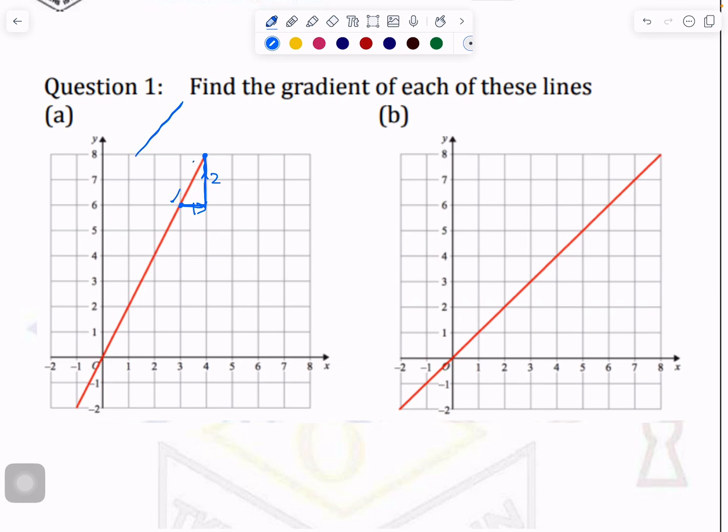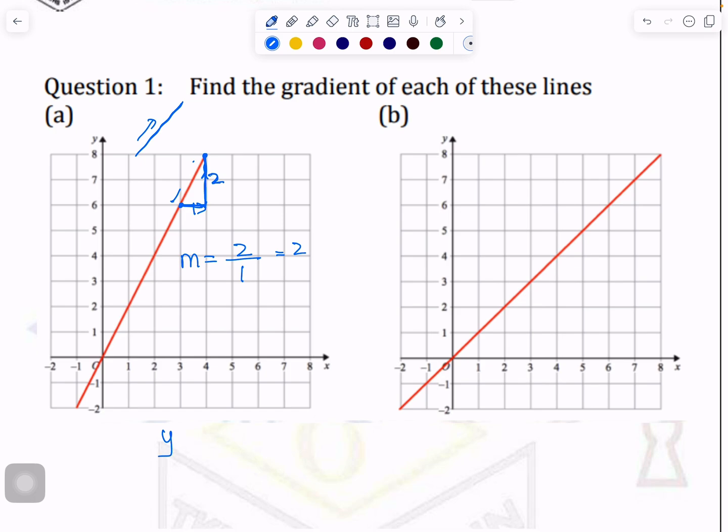We have seen in the diagram when you're climbing up, you are considering this movement. I'm not considering downward movement right now. So now the gradient: rise is 2 units and run is 1 unit. So my gradient is 2 over 1, which means 2.